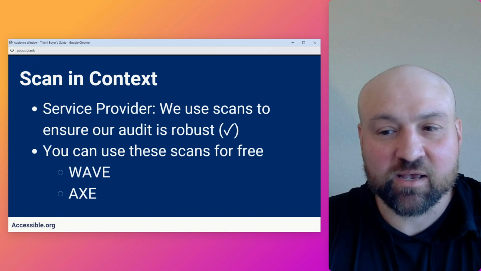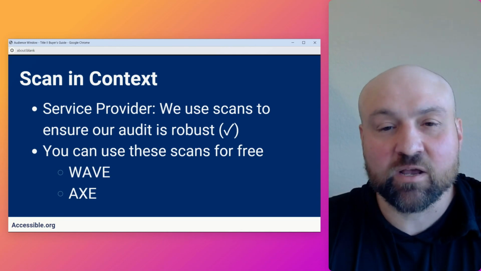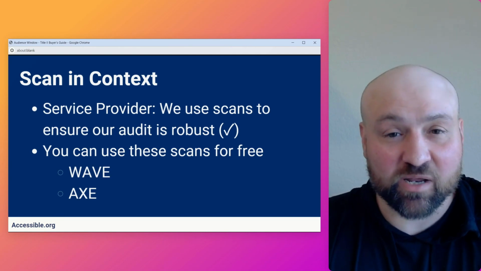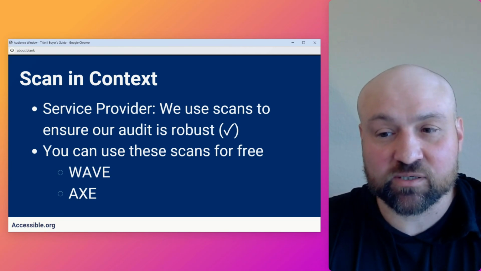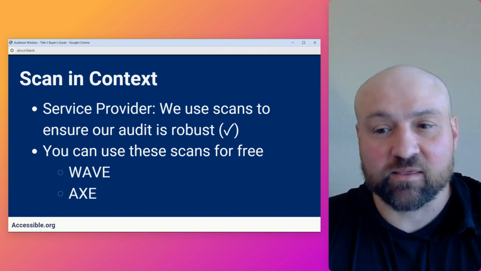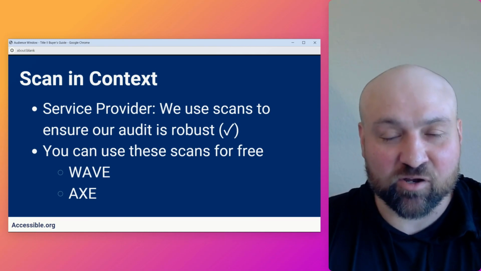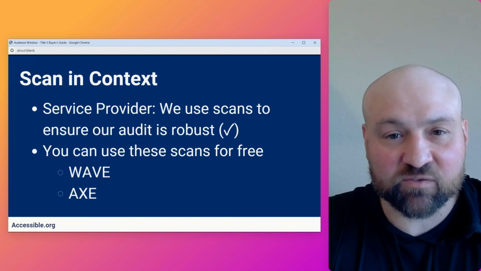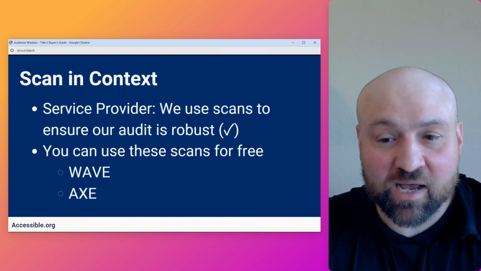we use scans to ensure our audit is robust, so to help reduce incidents of error, to accelerate our process and make our process more efficient, so to help us locate potential accessibility issues, and then we manually review the scan results, that is how you use scans. And then you, as the client, can also use scans for free. So if you want to use a scan, you don't have to pay for it.